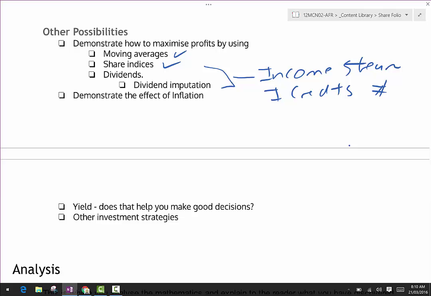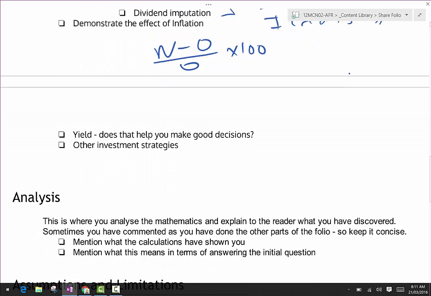And inflation is really important because if your shares have gone up by 10% and inflation's gone up 40%, you actually haven't made money. So the way you're going to do that is new take old over old times by 100, and you can look at your share prices over time or your portfolio prices over time and compare it to your CPI or the inflation over time, which you'll be able to find by researching.